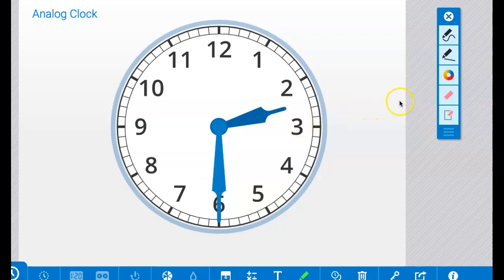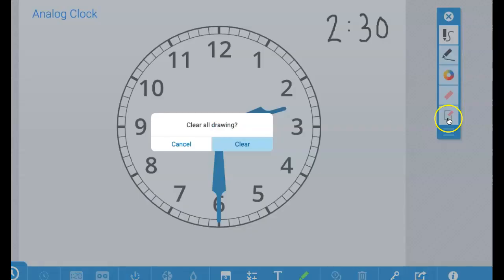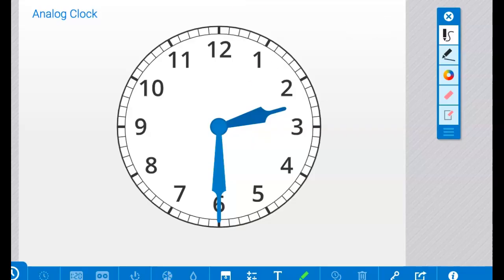Write the time on your whiteboards. That time should look just like your digital clock to show 2:30. Remember your colon to separate the hours and the minutes. Last one, let's look.